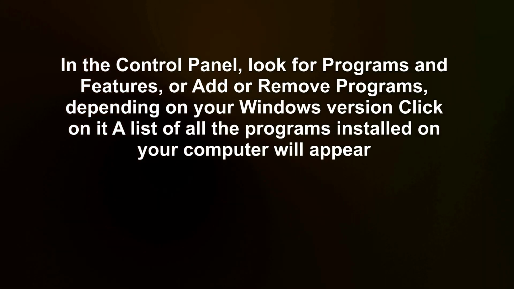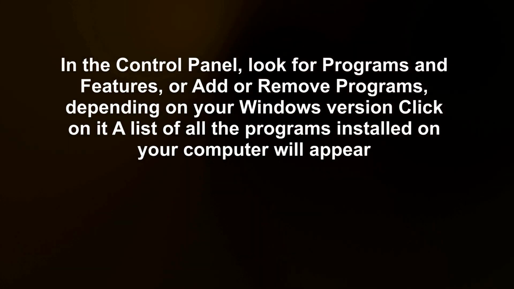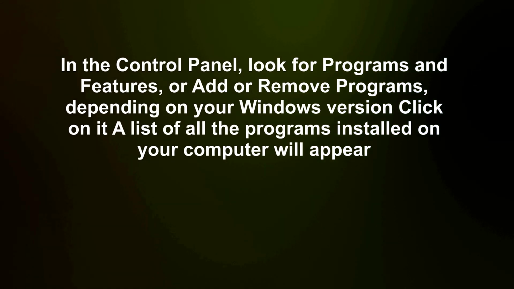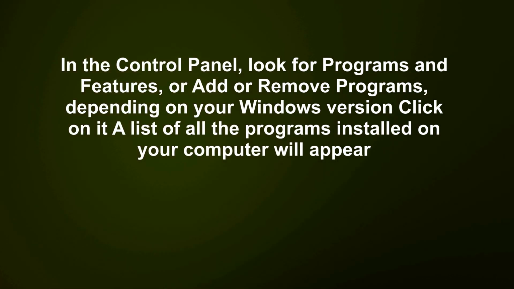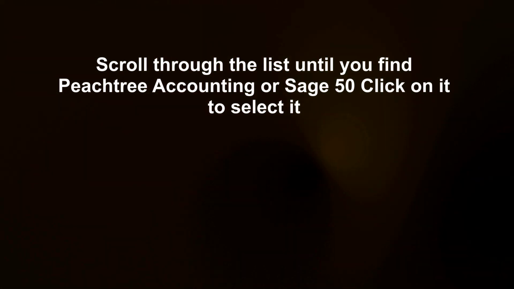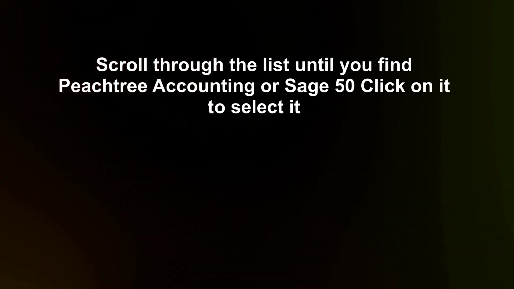In the Control Panel, look for Programs and Features, or Add or Remove Programs. Depending on your Windows version, click on it. A list of all the programs installed on your computer will appear. Scroll through the list until you find Peachtree Accounting or Sage 50. Click on it to select it.